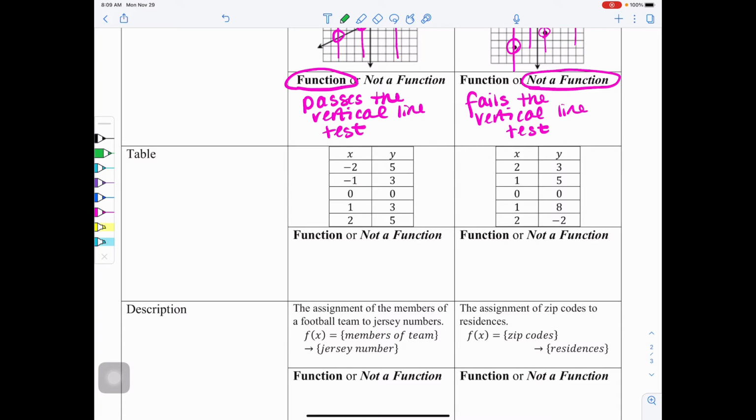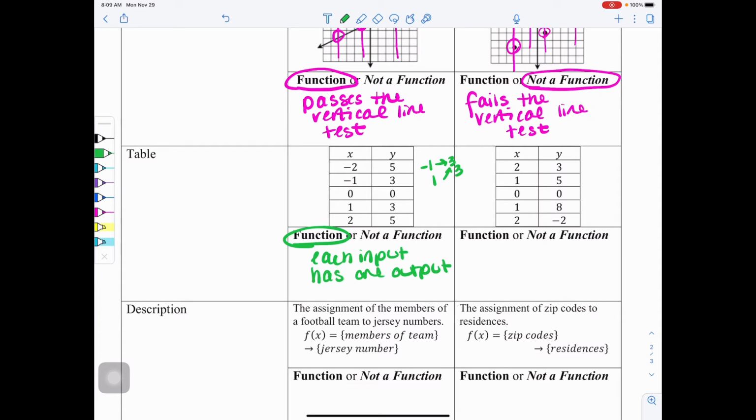I don't see any repeated x values, which means -2 is only paired with 5, -1 is only paired with 3, 0 is only paired with 0, 1 is only paired with 3, and 2 is only paired with 5. So again, does it matter that the -1 goes to the 3 and also the 1 goes to the 3? No, we only care about the input side. So this is a function because each input has one output.